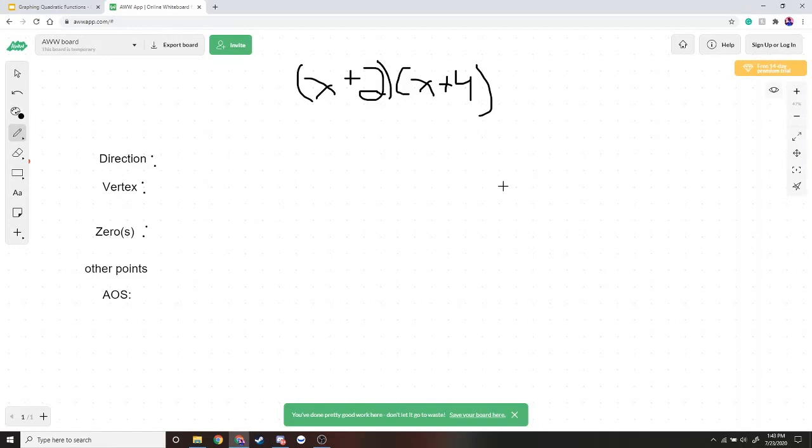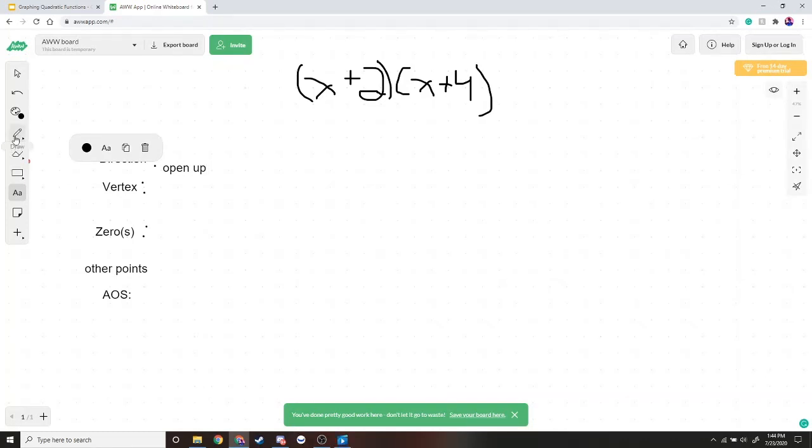Our last equation is going to be in intercept form. So here we have x plus 2 times x plus 4. We can see that there is no a value, or it doesn't look like it, but there is. It's just 1. So 1 is positive, meaning the direction is upward. So it'll open up.